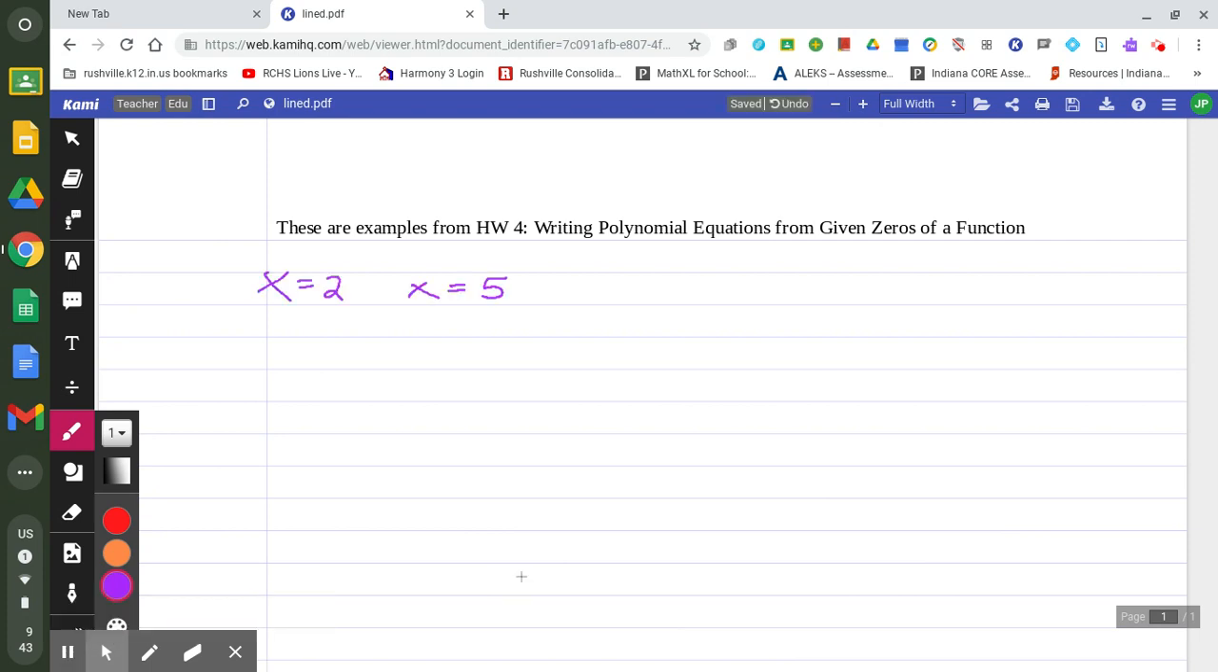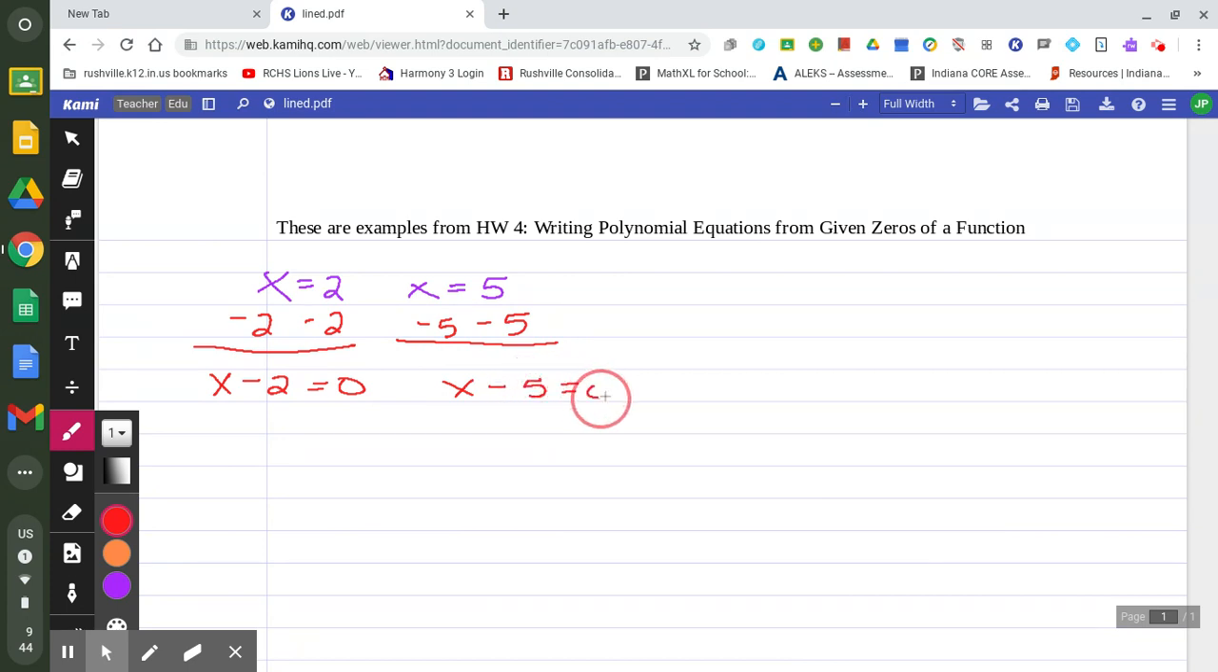Okay, so in this example, you are given x equals 2 and x equals 5. So the first thing that we need to do is to solve each of those for 0, or set them equal to 0. So I'm going to do minus 2 on both sides of the equal sign. So now I have x minus 2 equals 0. I do the same thing over here, minus 5 on both sides of the equal sign. So now I have x minus 5 equals 0.